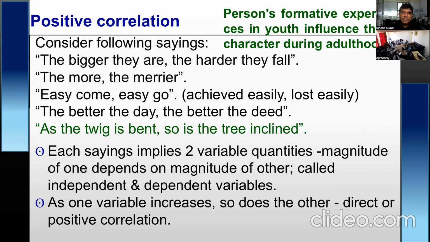So consider the following sayings: the bigger they are, the harder they fall. The more, the merrier. Merrier means happy. If you have more money, you are more happy. I don't know, but it is a saying in English. They call it proverbs, P-R-O-V-E-R-B. Proverbs are sayings that old people used to say. The more, the merrier: if you have more money, more property, you should be more happy. So it is a kind of positive correlation.